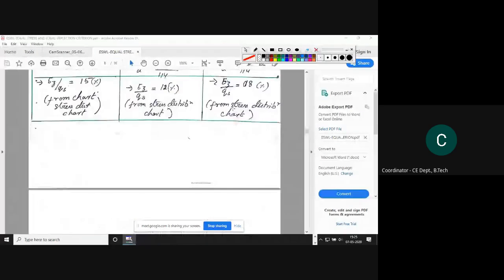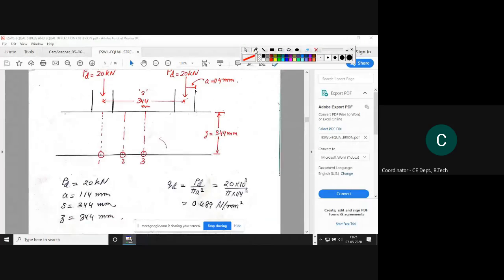See, Z by a will be the same for this case also, because all points are at the distance of 344 only. So Z is fixed for all the points and a is again constant. So Z by a will be the same for every case.